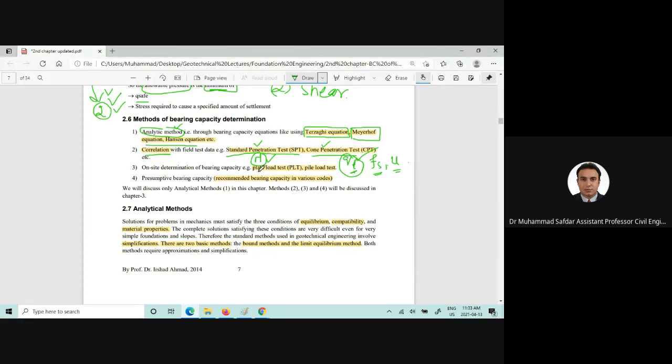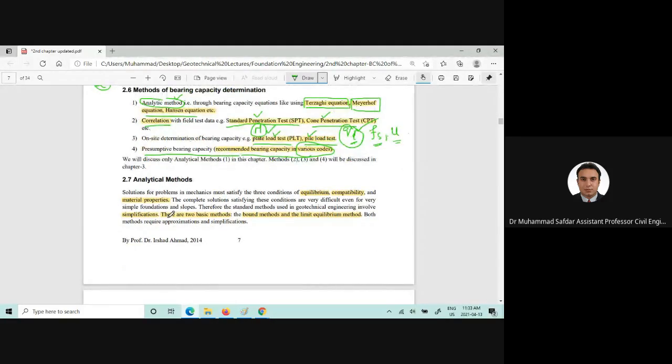In Geotech 2 lab, we performed the plate load test and pile load test. So we can also find out the bearing capacity from the plate load and the pile load tests. There are various codes proposed by different countries, so they can also be used to find out the bearing capacity of the soils. So we will briefly discuss the analytical methods, which give you an idea of how we can estimate the bearing capacity of the soils.